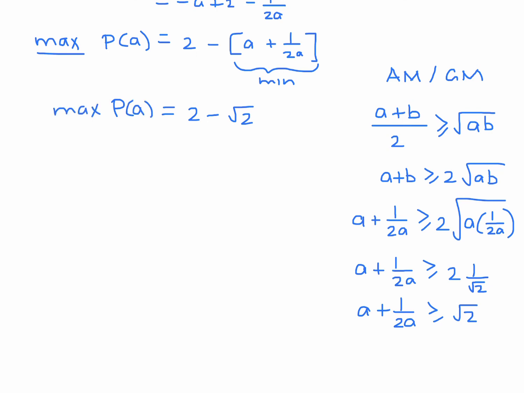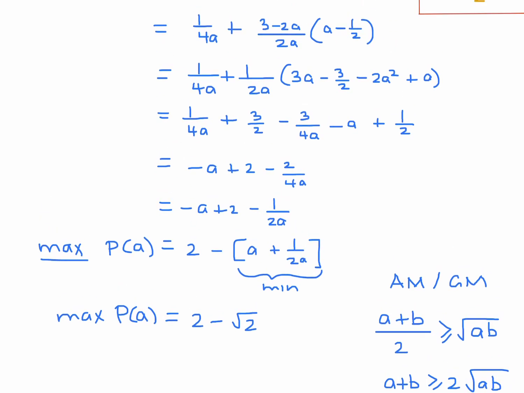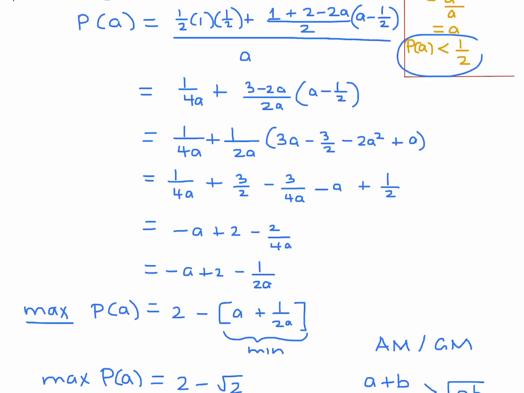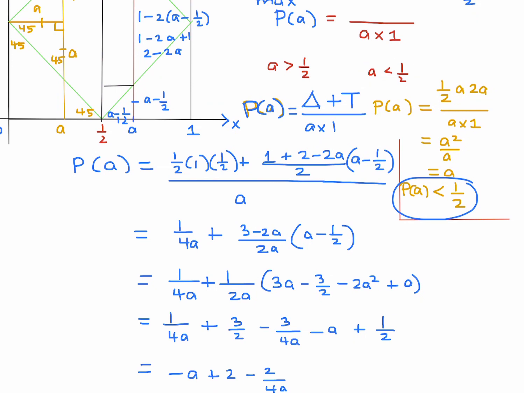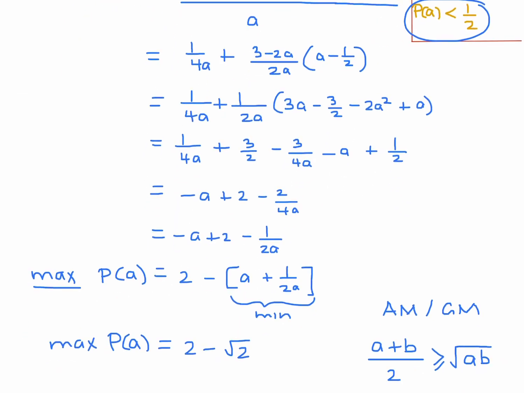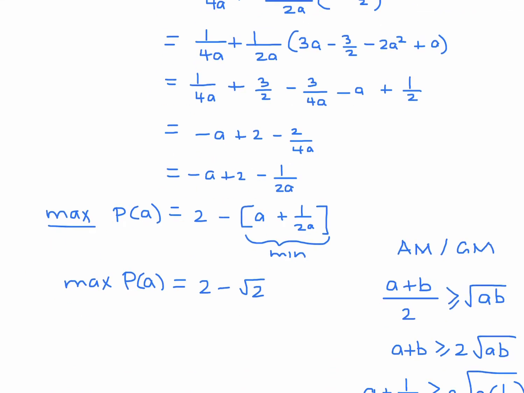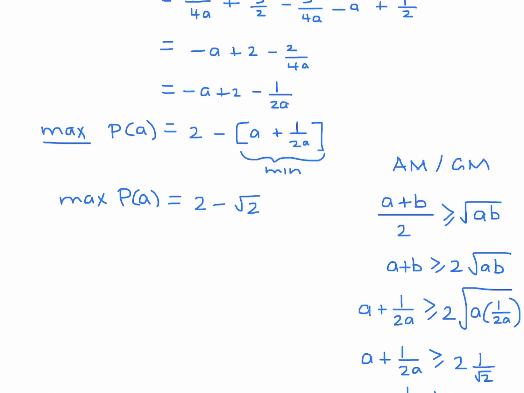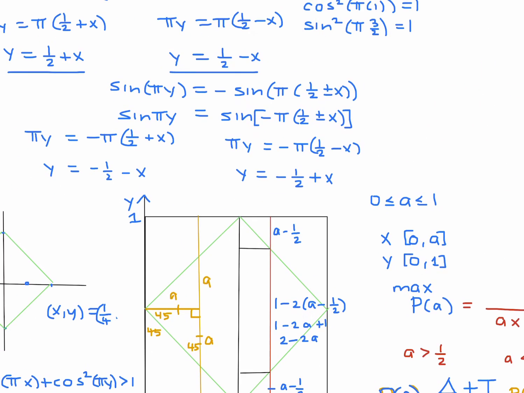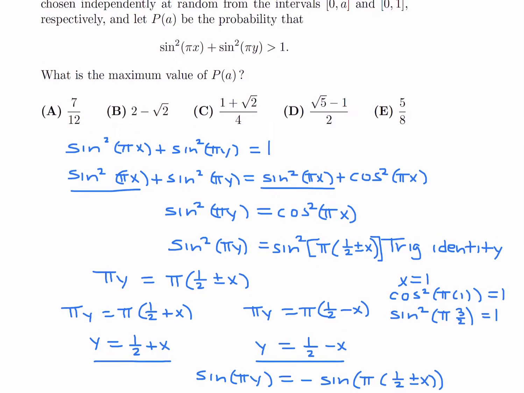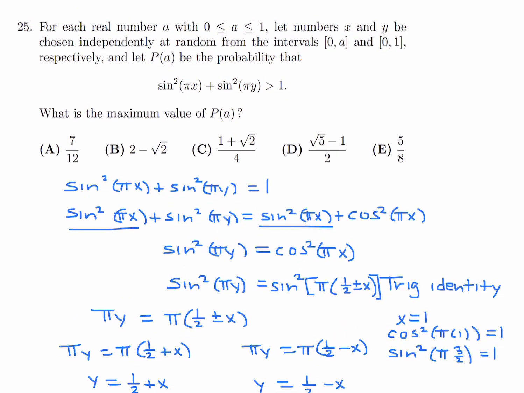And before I circle that as an answer, I have to do one final step, which is to compare it to this, because remember that was the probability I got when A was less than a half. And when I compare less than a half to 2 minus root 2, this is of course the maximum of those two. So 2 minus root 2 is the answer to this very challenging question, number 25, and that would be choice B.